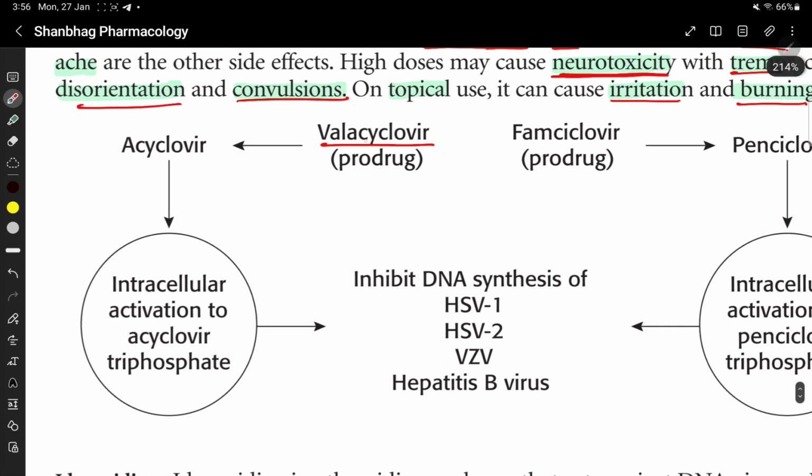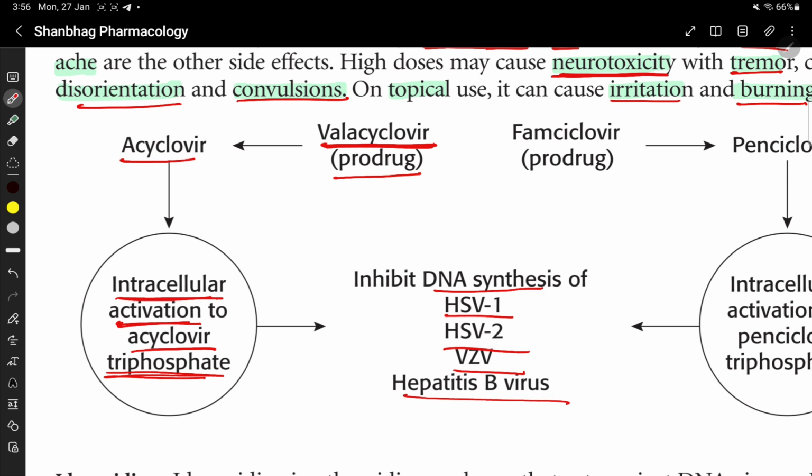Valacyclovir is a prodrug. It is converted to acyclovir. Intracellular activation of acyclovir to acyclovir triphosphate inhibits the DNA synthesis of HSV1, HSV2, varicella zoster virus, and hepatitis B virus.